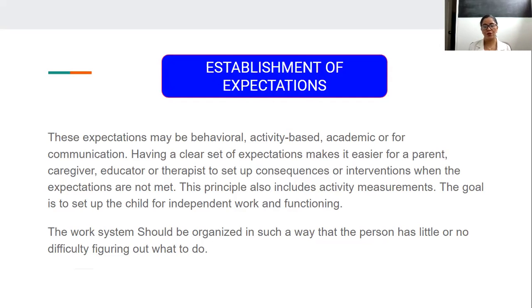This principle also includes activity measurements, because the goal is to set up the child for independent work and functioning as much as we can. Of course, it depends on the disability and also on the level of severity of that disability. But the idea is to lead them through independence and high functioning. The work system should be organized in such a way that the person has little or no difficulty figuring out what to do. That is why our instructions should be really clear.